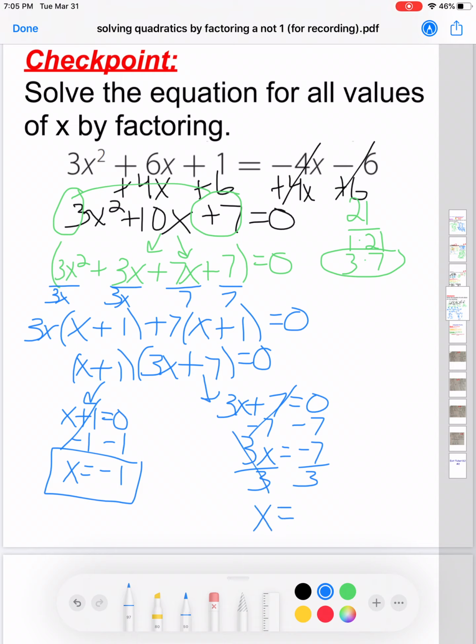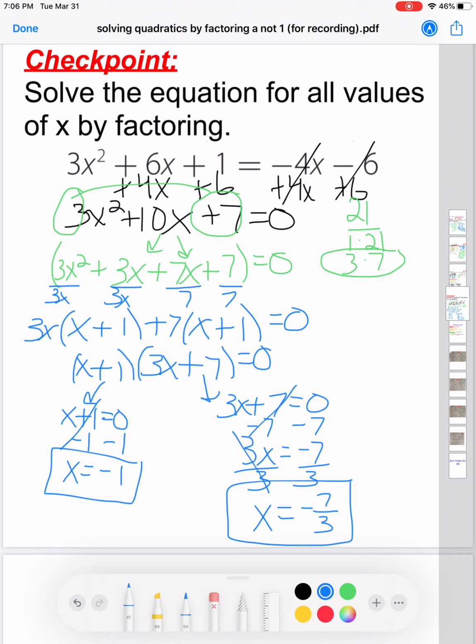Now 7 divided by 3, if you do that in your calculator, will give you a pretty messy repeating decimal. So let's just go ahead and leave that as a fraction. So your two answers for the checkpoint should have been -1 and -7/3.